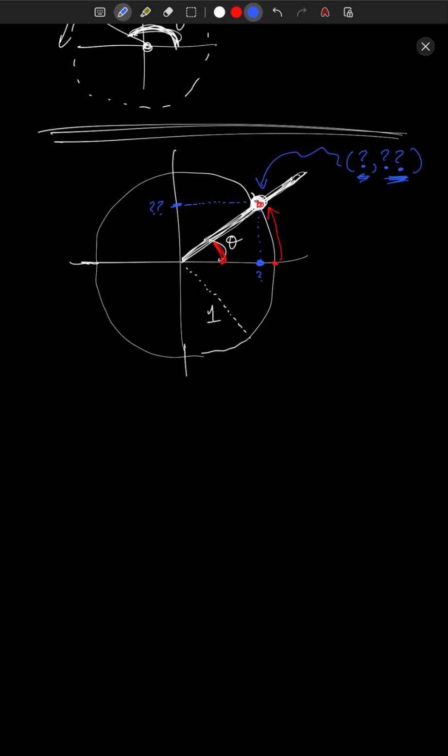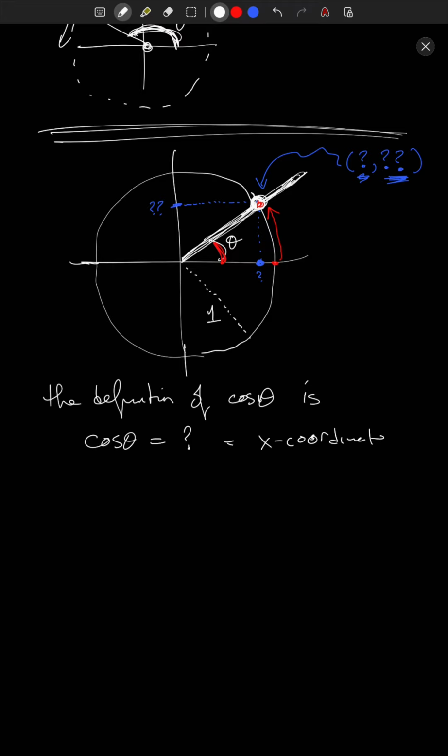So here's where sine and cosine come in. The definition of cosine of this angle theta right here is that cosine of theta is equal to exactly that x coordinate. The definition of sine is that sine of theta is equal to double question mark, which is the y coordinate.